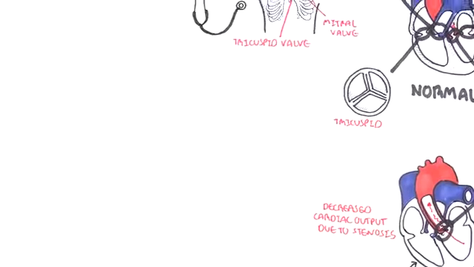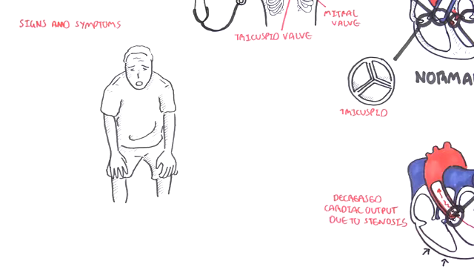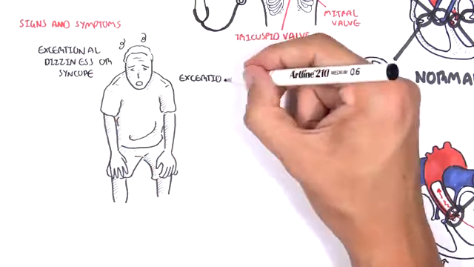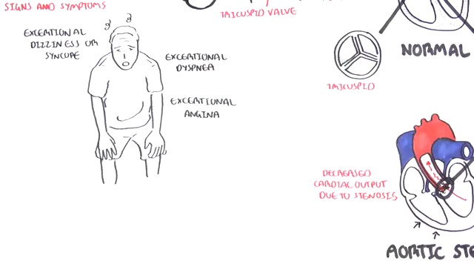Because of the decrease in cardiac output, we get the following 3 cardinal signs and symptoms of aortic stenosis. These are dizziness or syncope on exertion, dyspnea on exertion, and exertional angina.